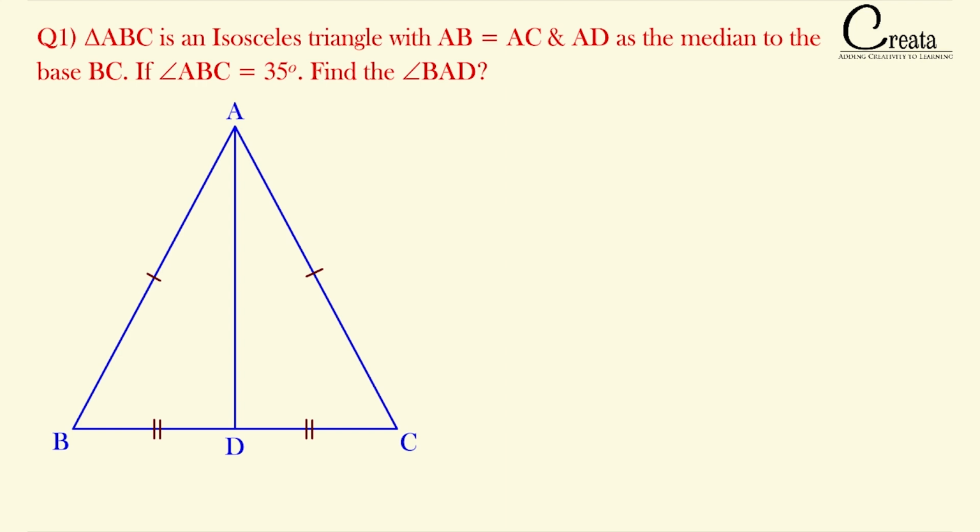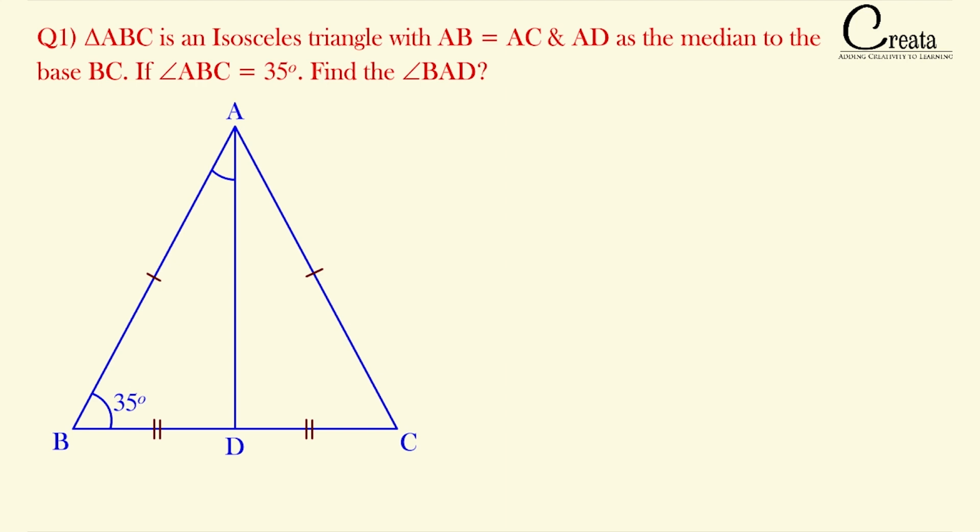Further, in the question, angle ABC is given as 35 degrees. We have to find angle BAD, which means we have to find this angle. So we have visualized the question and we have observed the question. So let's see how to approach the question.